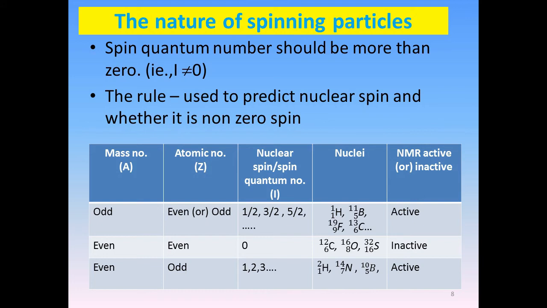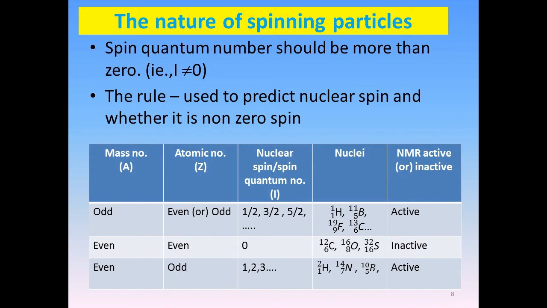For example, if the mass number is odd and the atomic number is even or odd, then the nuclear spin can be calculated as 1/2, 3/2 and 5/2, which we can see in the next slide, how we get the spin quantum numbers. Examples of nuclei for this are proton, boron 11 (atomic number 5), fluorine 19 (9), carbon 13 (6). They are all said to be active.